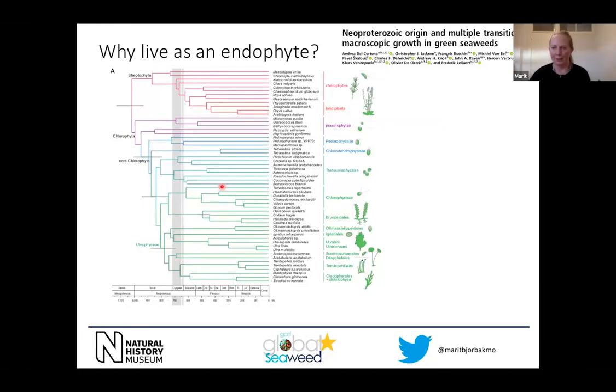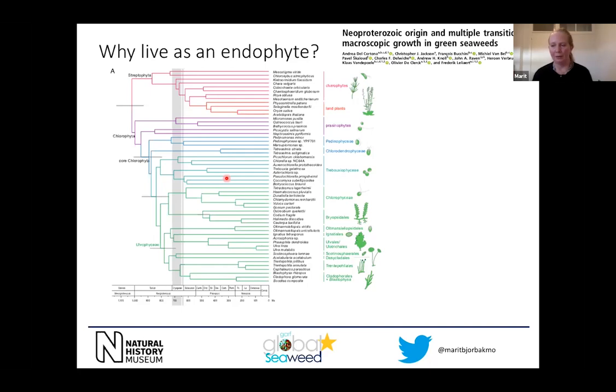And so, as I said, the majority of hosts belong to the red algae. And this is an ancient lineage that originated over 1 billion years ago at approximately the same time as the green algae. Most of the endophytic green algae in seaweed hosts belong to the Ulvophyceae, as I said, and this is one of the core chlorophyte lineages.